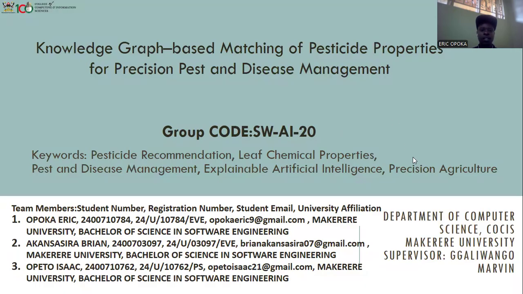I'm Eric Opoka, and this is our small presentation on the knowledge graph-based matching of pesticide property precision for pest and disease management. These are the main keywords: pesticide recommendation, leaf chemical properties, pest and disease management, explainable artificial intelligence, precision agriculture, efficiency as time goes. Let's move on.